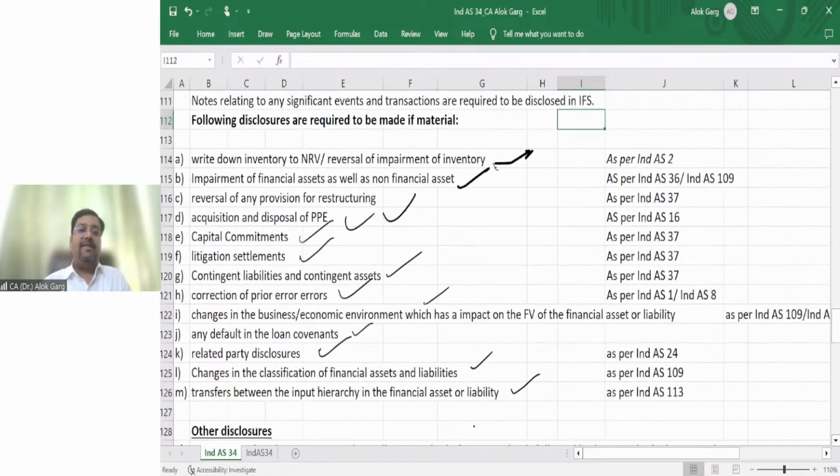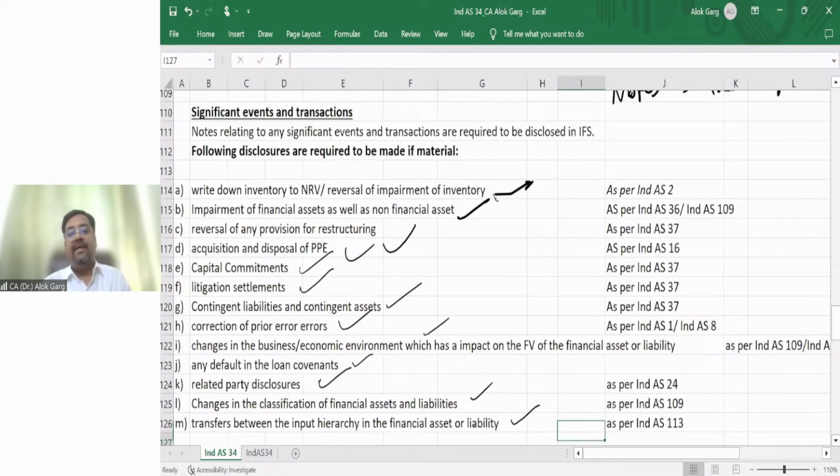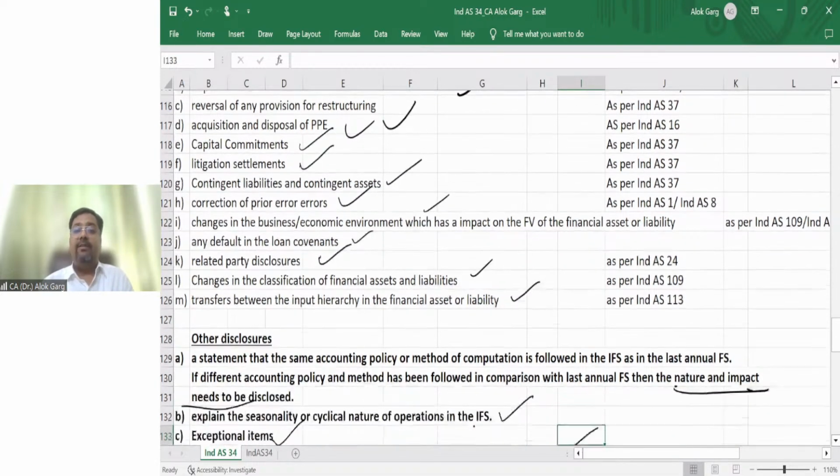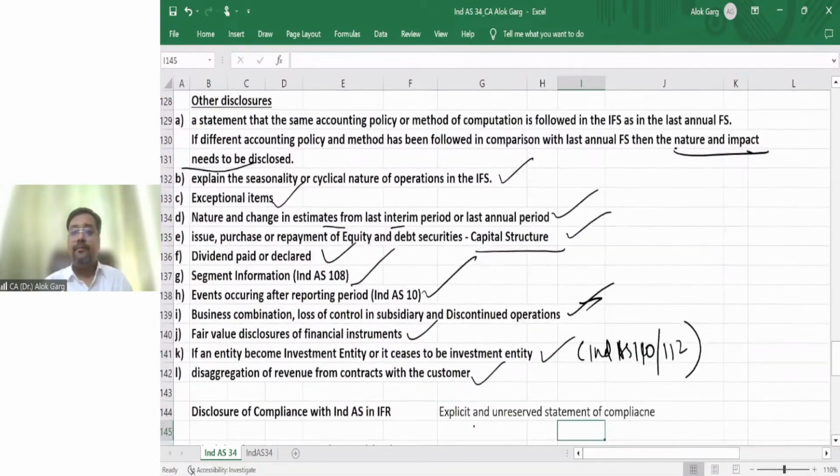in the upper part, we have discussed disclosures that are made if material, for example contingent liability, addition and disposal of fixed assets, impairment, reversal of impairment, related party disclosures. But here in our disclosure, we talked about the disclosures which are mandatory, like your statement that the same accounting policy has been followed in comparison to the last annual financial statement, or if there is a change in policy, you have to write down the new policy, and the nature and impact need to be disclosed. If the business is seasonal or cyclical, the fact is required to be disclosed.